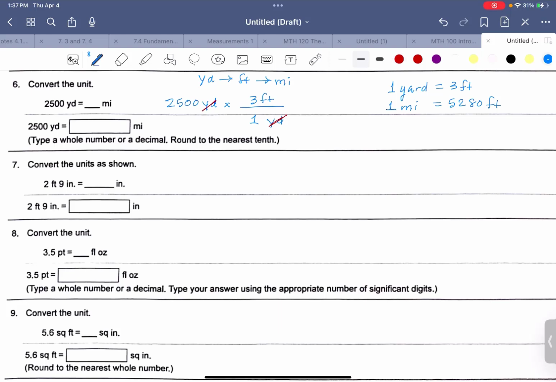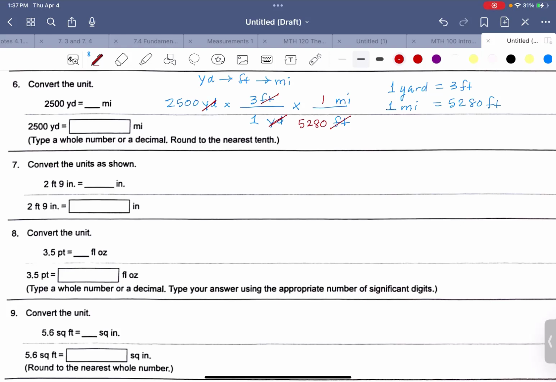Now I need to get rid of the feet and be in miles. So miles needs to be on the top, feet need to be on the bottom. That will allow the feet units to be canceled out. And I've got to put the right numbers. Look, 5,280 feet in 1 mile.